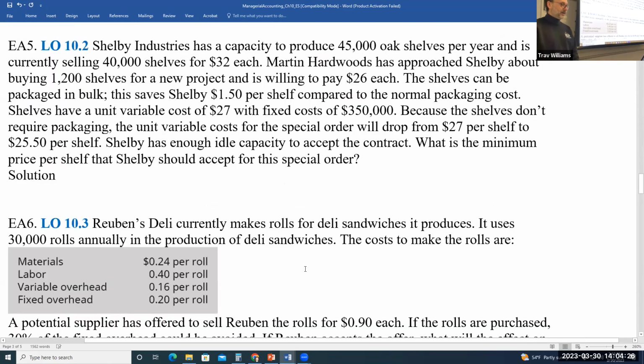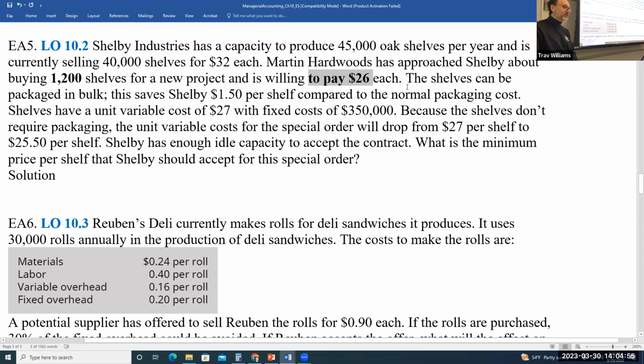All right, number 5 then. A lot of this information is not really necessary to solve it. This company makes oak shelves, and so on. They have a special order to make 1,200 shelves. The customer is willing to pay $26 each.